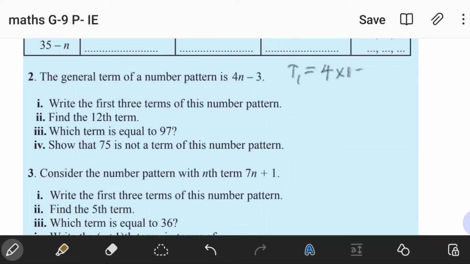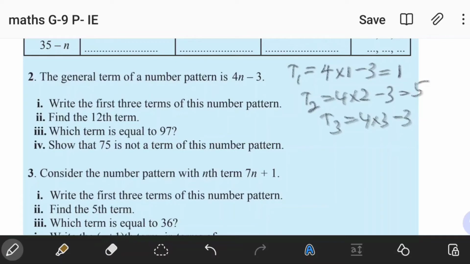4 times 1 minus 3, the first term. 4 times 1 is 4. 4 minus 3 is 1. Second term will be 4 times 2 minus 3, which is 8 minus 3, which is 5. Third term is 4 times 3 minus 3. 4 times 3 is 12. 12 minus 3 is 9. So as you can see, you can verify the common difference between these numbers is 4.